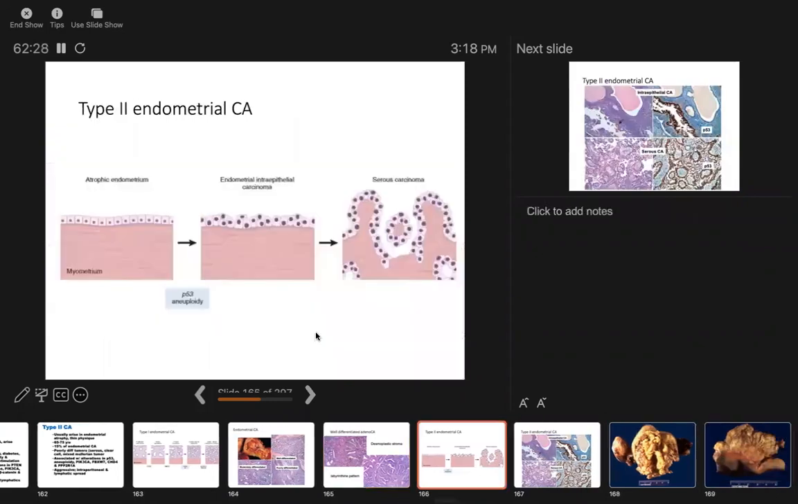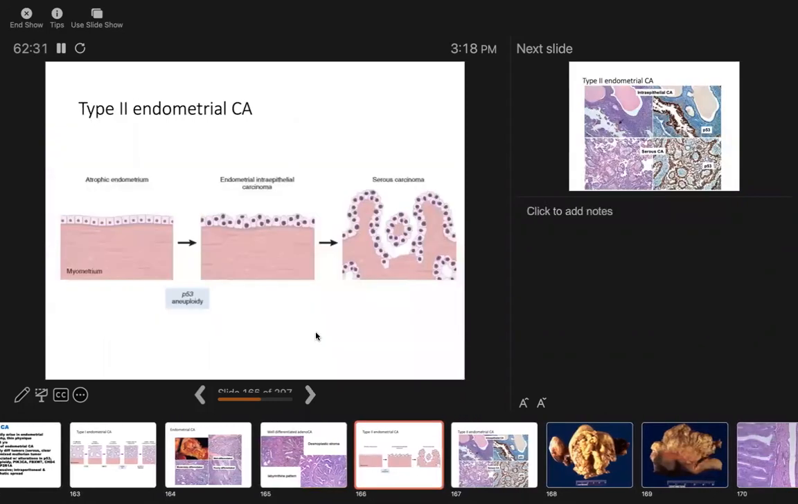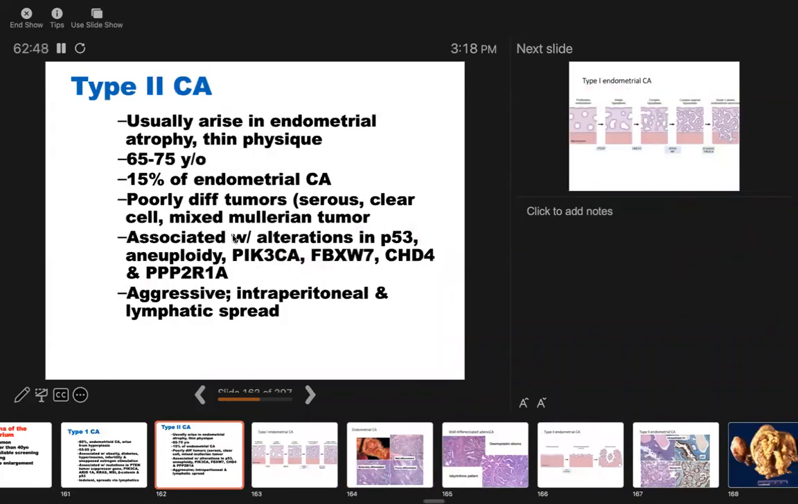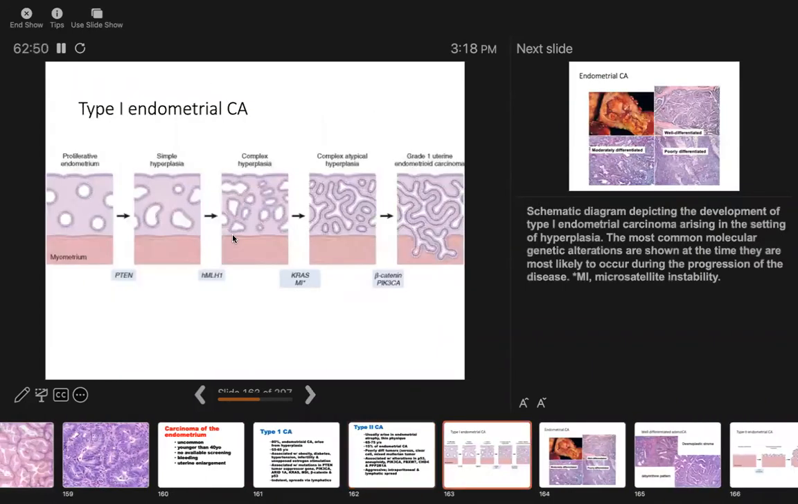Type 2, okay? Type 2, again, if you will recall, arises in the background of atrophy. The precursor lesion is an endometrial intraepithelial carcinoma. The most common variant would be your serous. Not only serous, there are others: serous, clear cell, and MMMT. The most common is serous.